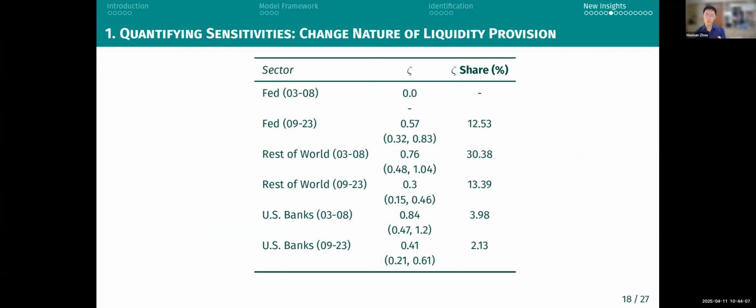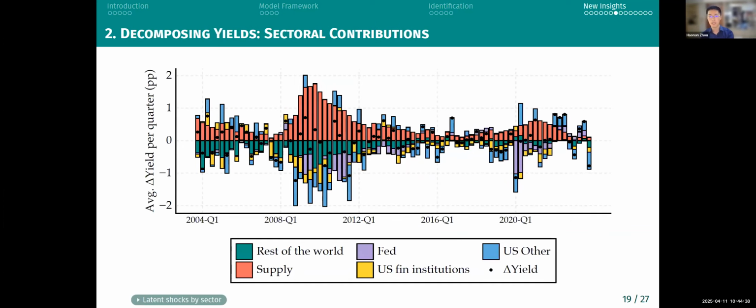In particular, we can show that for foreign investors and for US banks, the price elasticities essentially halved once we move to the post-crisis regime. All right. So this indicates that these investors are not going to be the most significant investor when it comes to liquidity provision when there is a treasury price drop. They're not as nimble to step in compared to the pre-crisis episodes. And we have discussed a number of reasons for which this could potentially happen.